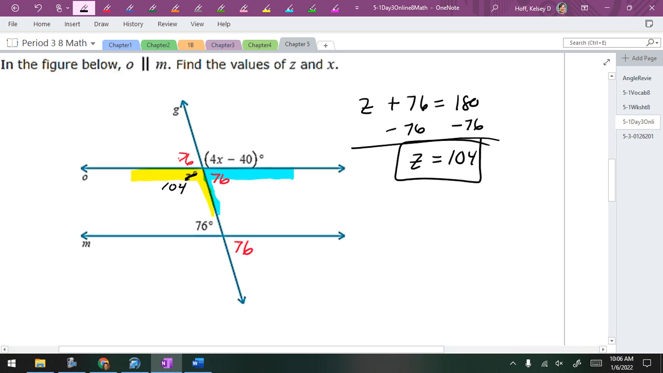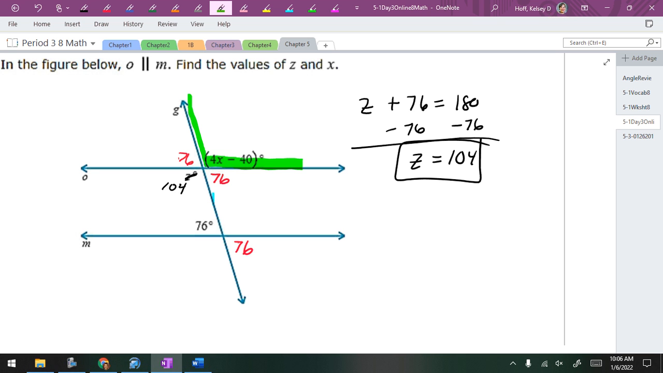Okay. Now I need to do something with this 4x minus 40. Say what you're going to say. Aren't there just like two and then you put it, like, because of the alternate? Absolutely, you can, Zoe. You absolutely can. So it's 4x minus 40 and you put equals 104 because that's the measure of that angle, and then you solve it like you would algebra.